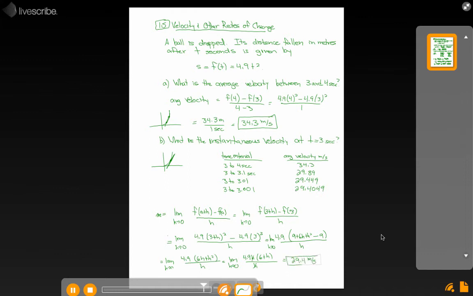So without doing a whole bunch of estimating and guessing and using decimal numbers closer and closer to 3, we do the limit, we find the slope of the tangent line, and it is 29.4 meters per second, meaning if somebody grabbed a radar gun and flashed it on this ball at t equals 3 seconds, this is the velocity that they'd find.